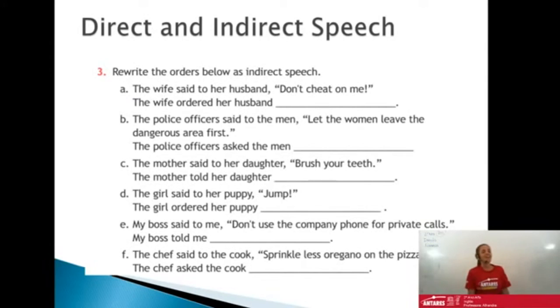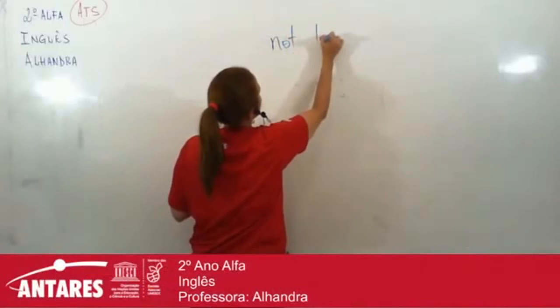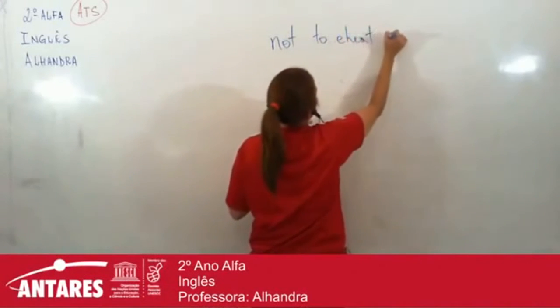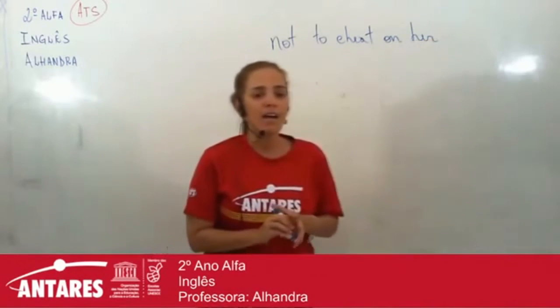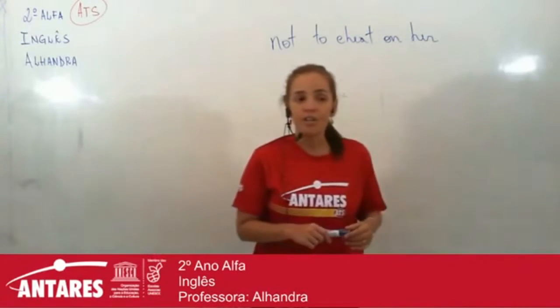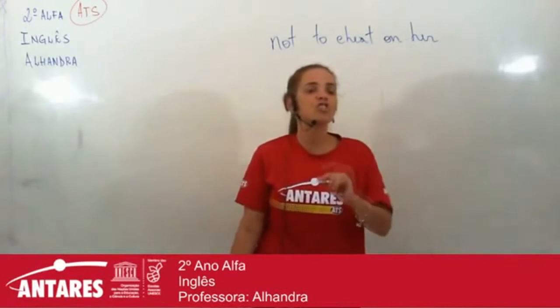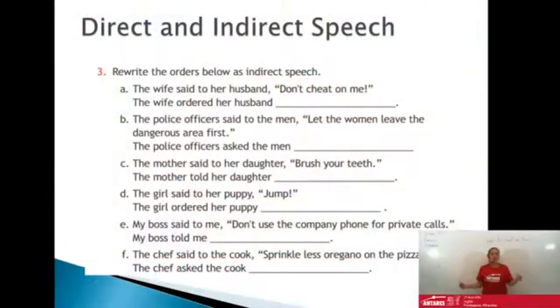Promise. But anyway, the first sentence says, the wife said to her husband, don't cheat on me. That's the sentence. Don't cheat on me. So it's an order, in the negative form, right? So we're going to say, the wife ordered her husband not to cheat on her. Not to cheat on her. Okay? So the sentence would be, the wife ordered her husband not to cheat on her. Why her? Because it's the wife.